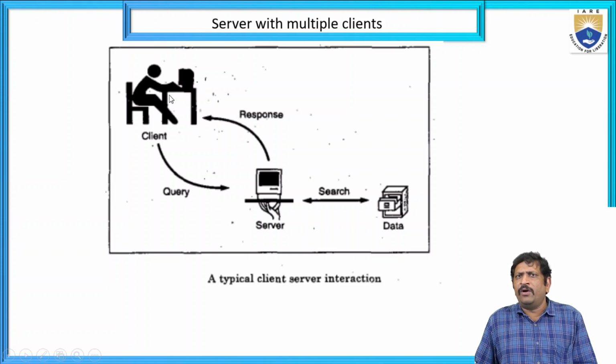Here is the client, asking queries to the server. This is the server searching the database for whatever queries the client asked. The query is checked: is the data available in the database or not? It performs the searching. If the data for the query asked by the client is available, the server responds and gives it to the client.